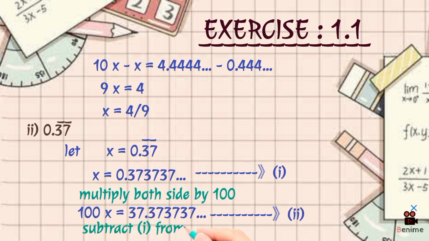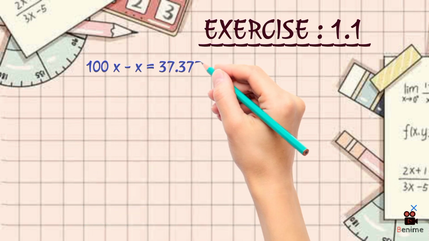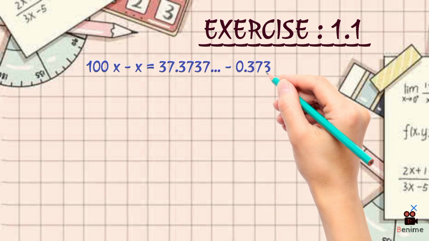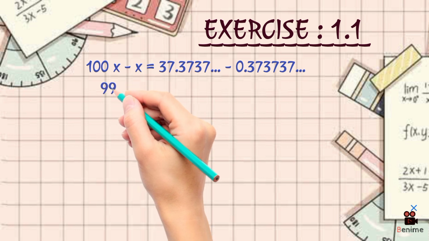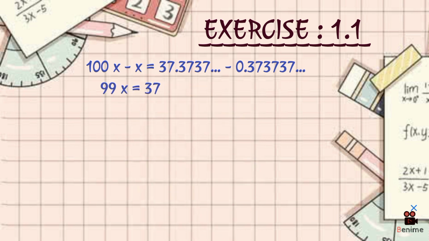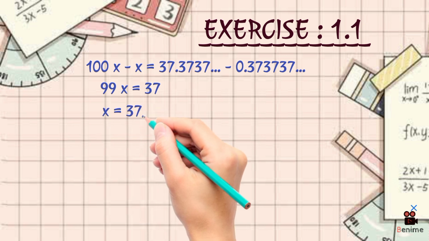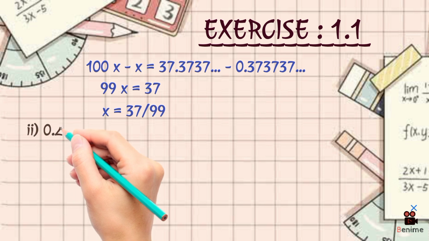Next step is to subtract equation 1 from 2. Now equation becomes 100x minus x equals 37.37 and so on minus 0.3737 and so on. 100x minus x becomes 99x and right side becomes 37. Next x equals 37 by 99, which is required P over Q form.